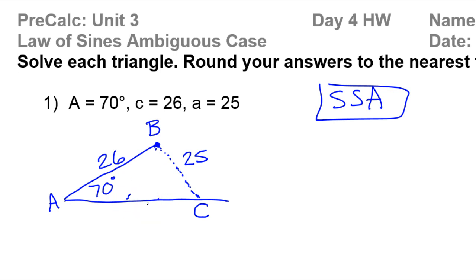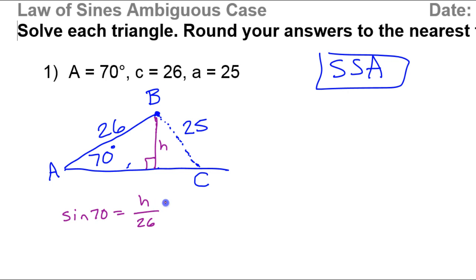Now, to figure out whether or not we can make a triangle and whether or not there can be two triangles, we need to figure out the height of this triangle. So this would be the height. If we put a vertical line right here, this would be the height. So I'm just going to call this H right now. And let's do this calculation off to the side. So the sine of 70 degrees would equal opposite over hypotenuse. So that would be H over 26.